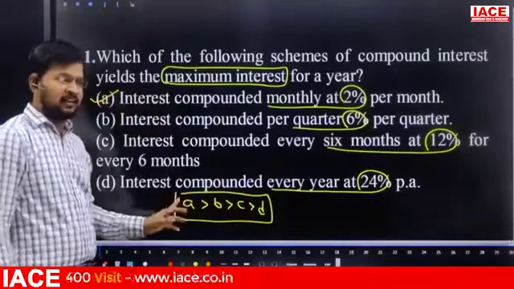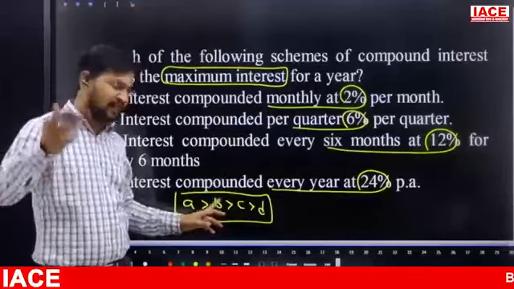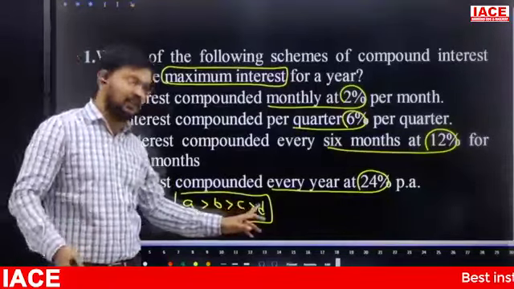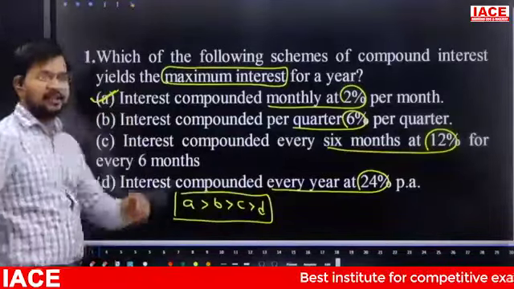A is greater than B: in A case we will get the maximum interest, then after that B will get the maximum interest, then C, and then D. All of you clear? So option A is the right answer.